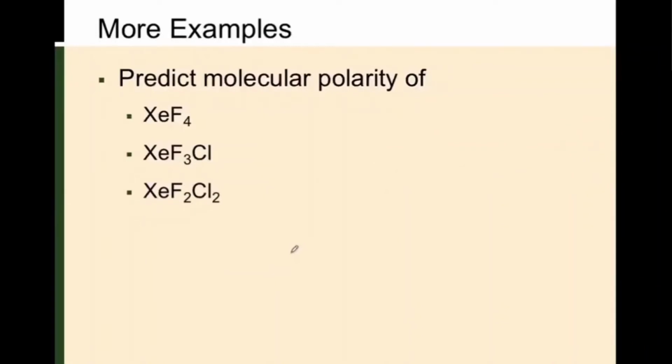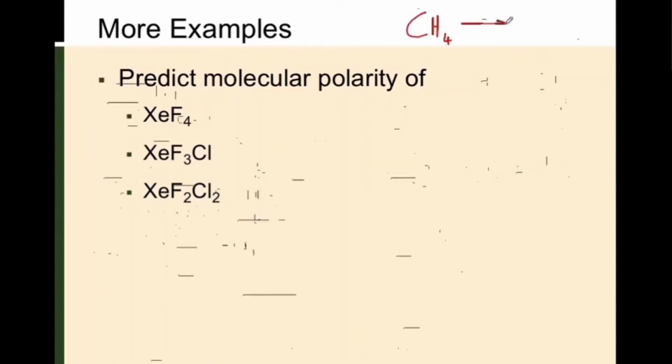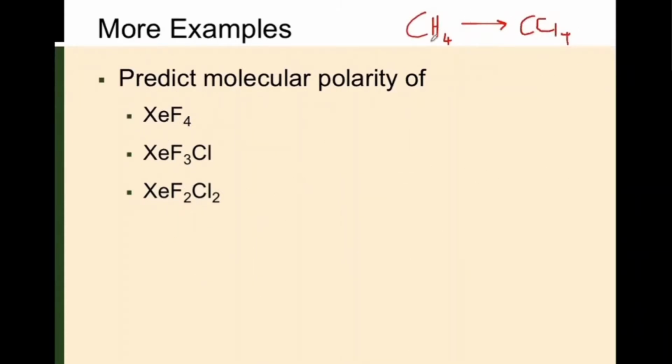Then, for example, here, predict the polarity of xenon tetrafluoride, xenon trifluorochloride, and here we have dichloroxenon. So this is an example which is kind of similar to the one earlier, where we went from methane to carbon tetrachloride, CCl4, replacing one hydrogen with a chlorine at a time. So we're doing a similar thing here.